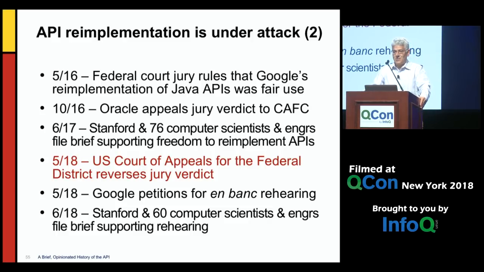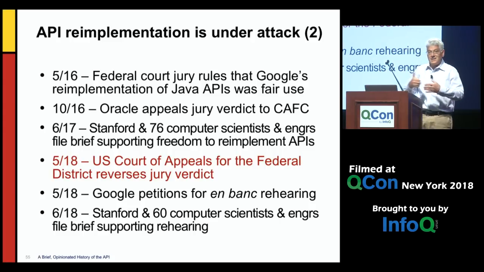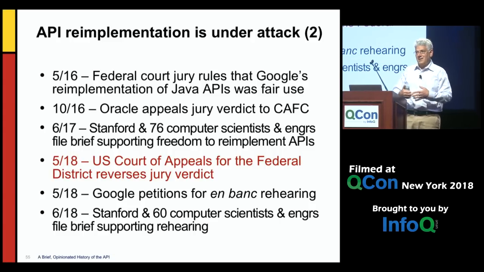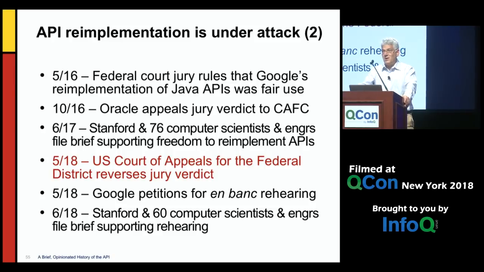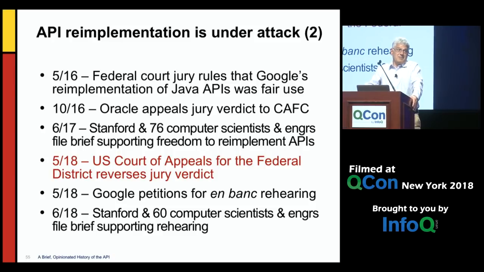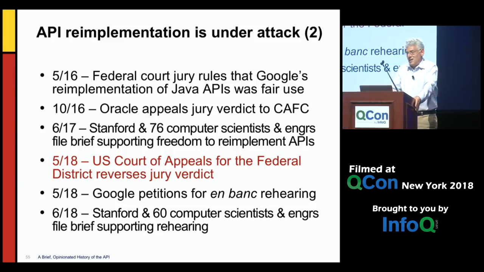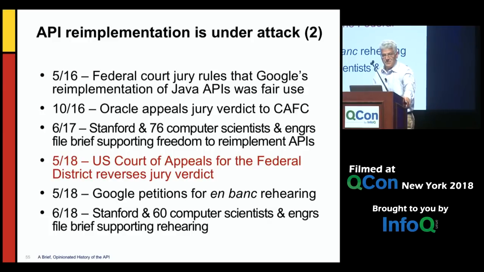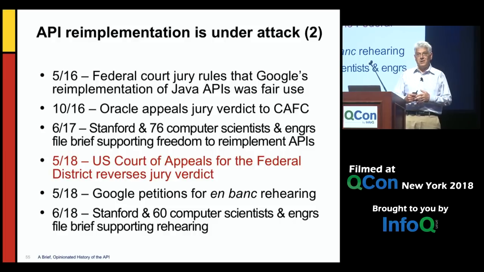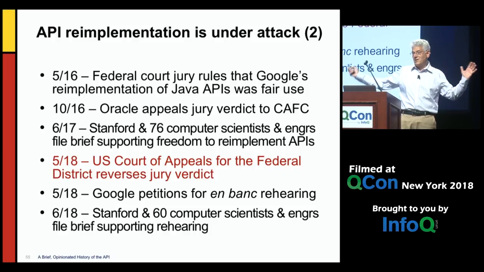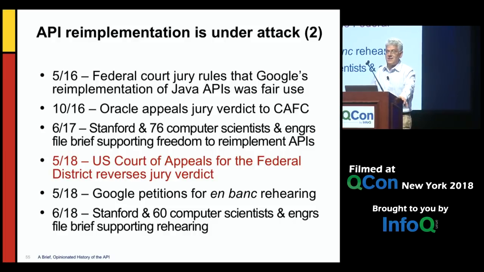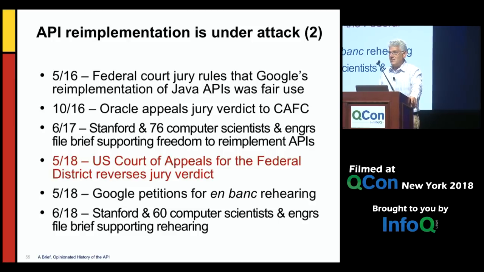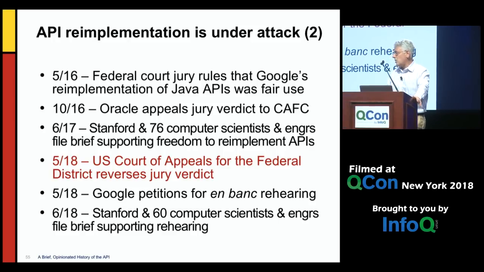So, right now, it is the law of the land that APIs are copyrightable, and you cannot re-implement them without the permission of the originator of the APIs. That has not been the case for the past 70 years, but it is the case today. Recently, that is May of this year, Google petitioned for the entire Court of Appeals for the Federal Circuit to rehear the case, and a subset of those 75 scientists and engineers wrote another amicus brief calling for the rehearing.